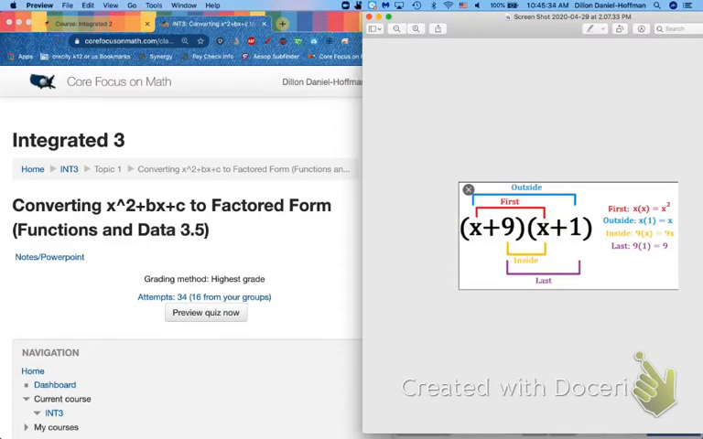Converting x squared plus bx plus c to factored form. Welcome back. As with the last assignment, I left up our FOIL notes because today we're going to do the exact opposite of what we did last time. We're going to go backwards, meaning we're going to start with an equation that's already been FOILed in this x squared plus bx plus c form. And we're going to have to go backwards and figure out what it looked like in factored form.